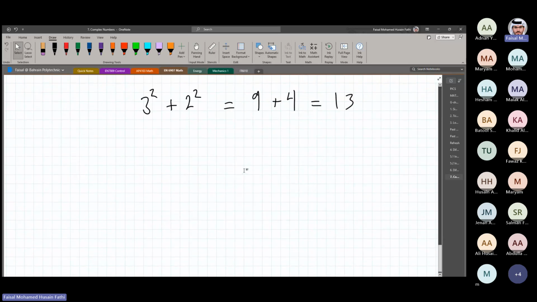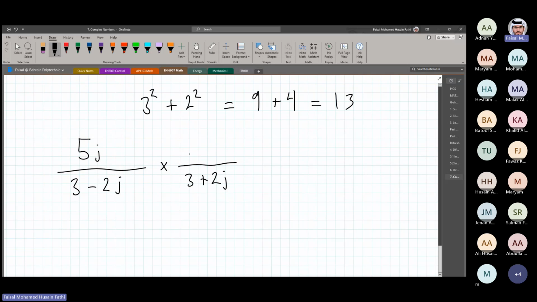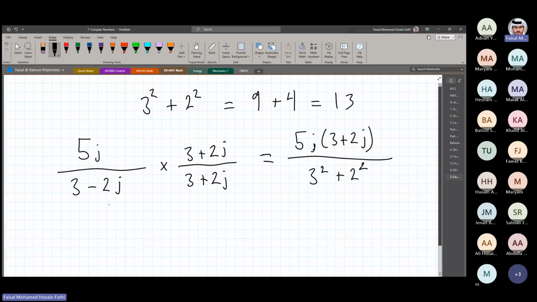Where are you going to use this most of the time? If you have, for example, 5j over 3 minus 2j, you want to multiply up and down with the complex conjugate so you can eliminate an imaginary number in the denominator. So you find the complex conjugate of 3 minus 2j, in this case 3 plus 2j, up and down. These two denominators, fine, so the numerator will become 5j into 3 plus 2j. The denominator directly you know it's going to be 3 squared plus 2 squared, and that's it.